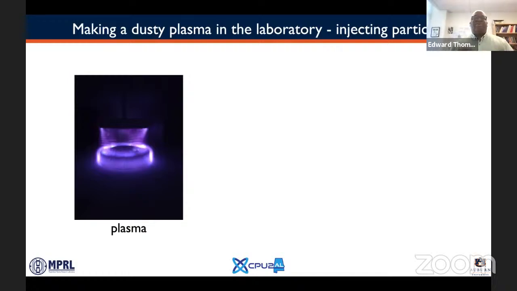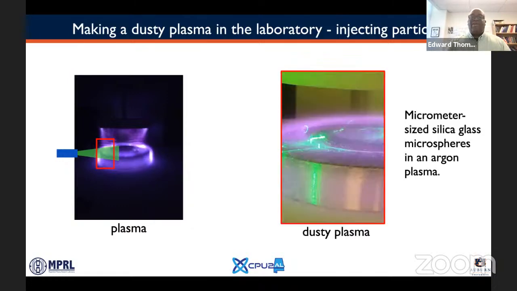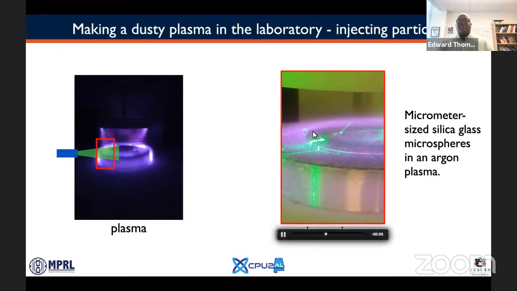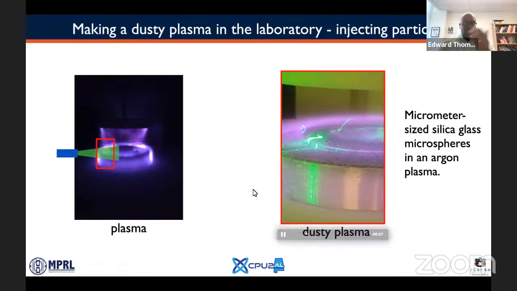And while they're in the plasma, you can't really see them. So we have to do something to illuminate the particles. So we take a laser, and then we take the beam from that laser and expand it in a certain way, and then take a camera, and look into a part of the experiment. And then what you get is something that looks like this, where here's the purple glow of the plasma, and the green that you're seeing is the laser that's illuminating the system.